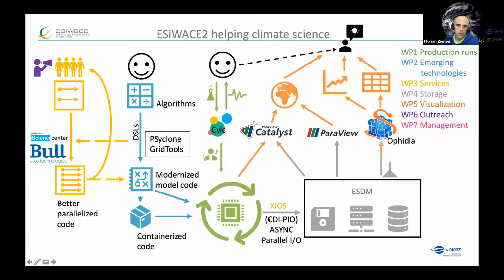We're supporting 2 different ways of getting parallel data from the model into the file system with asynchronous I/O, so the model can continue running while other nodes, or other processes, are taking care of getting the data to the disk. Save a bit of time there.